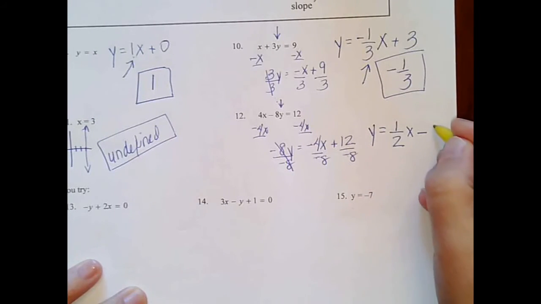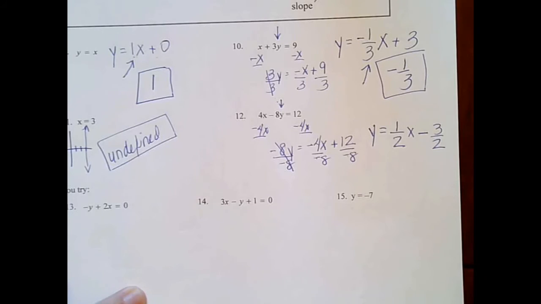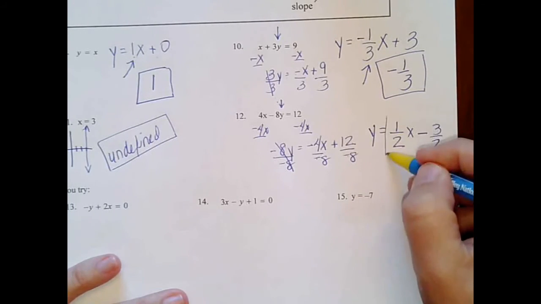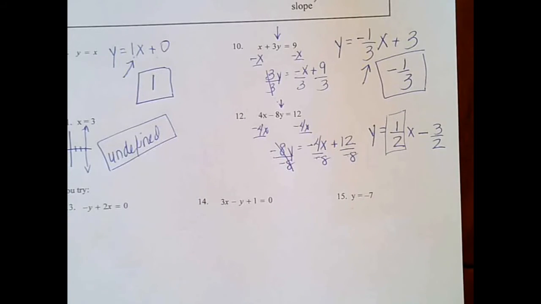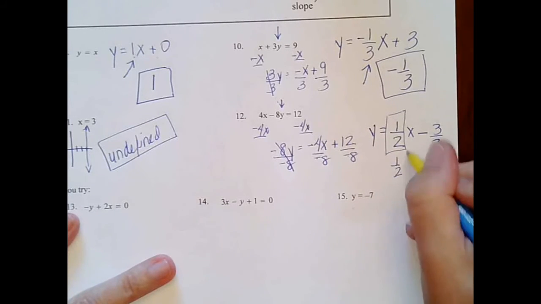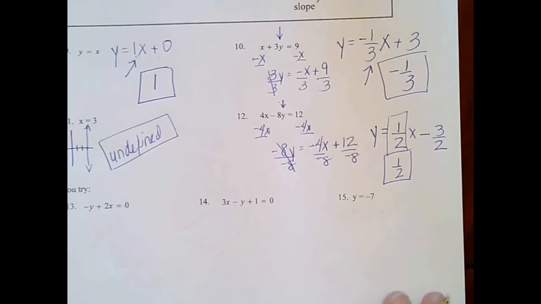Honestly, this number really isn't important now because we're not graphing the line. All that we are asking for is the slope. What's the slope? Well, in this case, it is 1/2. Pause now, please, and try 13, 14, and 15, and then we can check answers together.